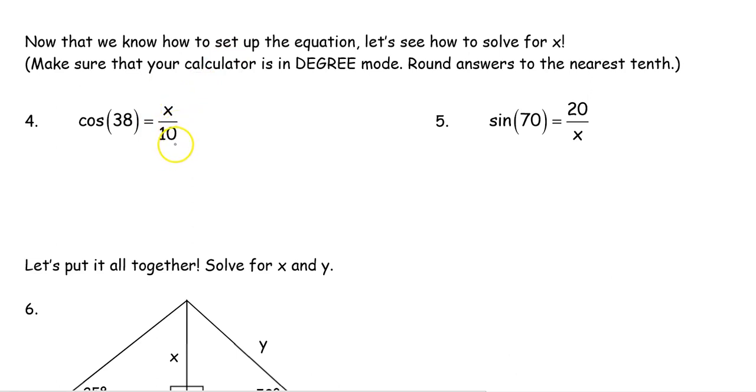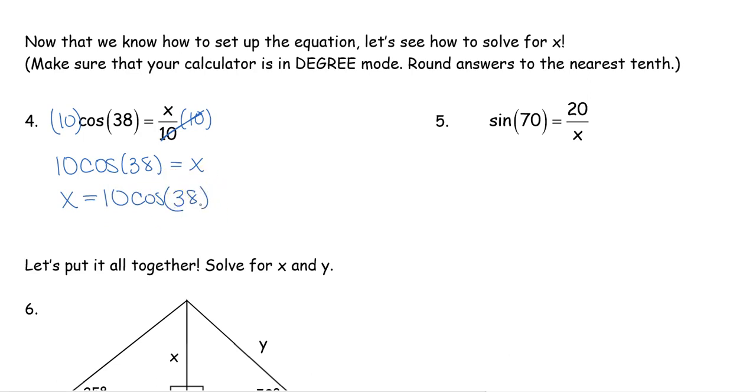So to move it, I do the opposite operation. So instead of dividing by 10, I'm going to multiply both sides by 10. 10 divided by 10 cancels, so we've got 10 times the cosine of 38 is equal to x. And yes, we normally write the x first, so x is equal to 10 times the cosine of 38.